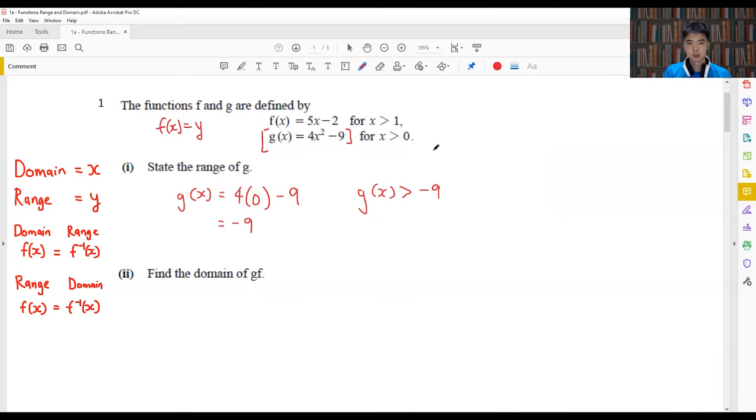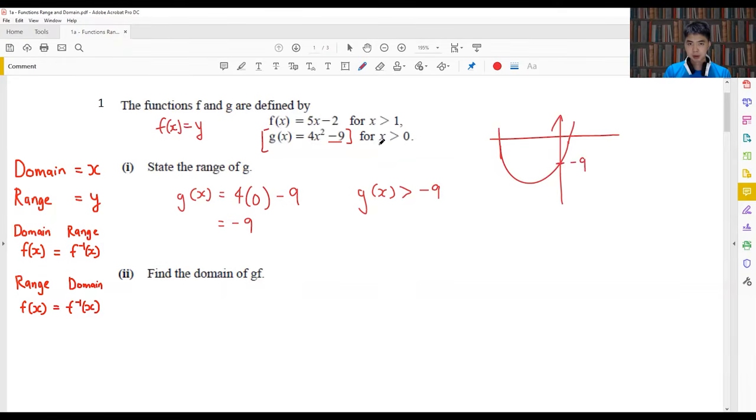Now, the long explanation for why g(x) is more than -9: you have to look at the entire question. You would notice that g(x) is a quadratic equation that would look like this, since it is a positive quadratic equation. And you would also notice that -9 is its y-intercept, so it would look something like this if we were to plot it on a Cartesian plane.